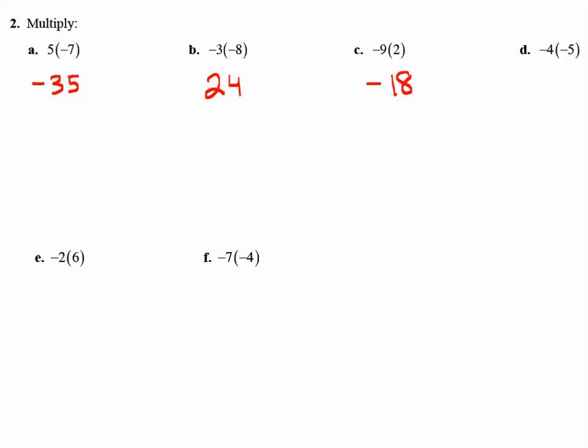And for D, both of them are negative, it's a positive at the end, so 4 times 5 is 20. E, a negative and a positive make a negative, and 2 times 6 is 12. For F, a negative and a negative make a positive, so 7 times 4 is 28. Okay, let's get just a little bit more complicated here.